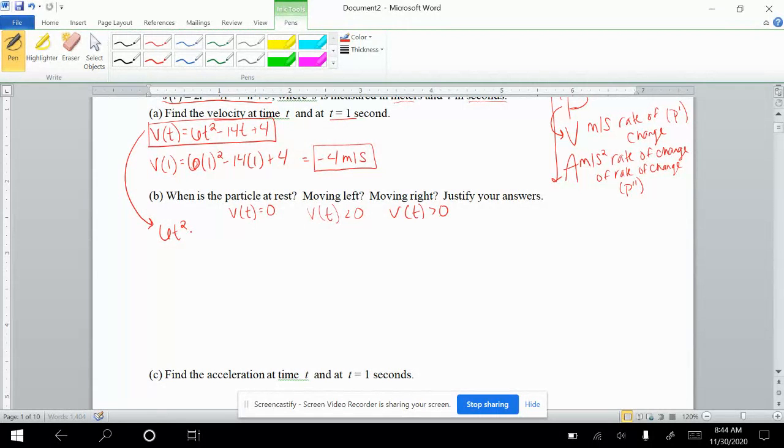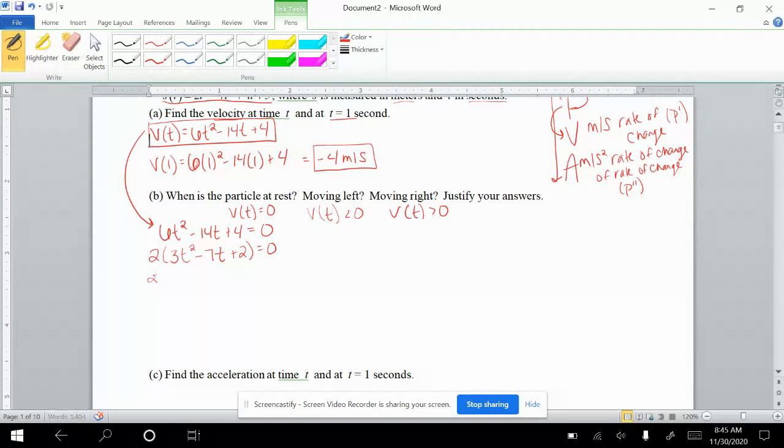So I'm going to take 6t squared minus 14t plus 4 and set it equal to 0. In this case, I can actually factor out something here. Each term has a common value of 2 at least. So I'm going to factor that out to make it a little bit easier. That becomes 3t squared minus 7t plus 2 equals 0. I just factored out a 2 from that previous equation.